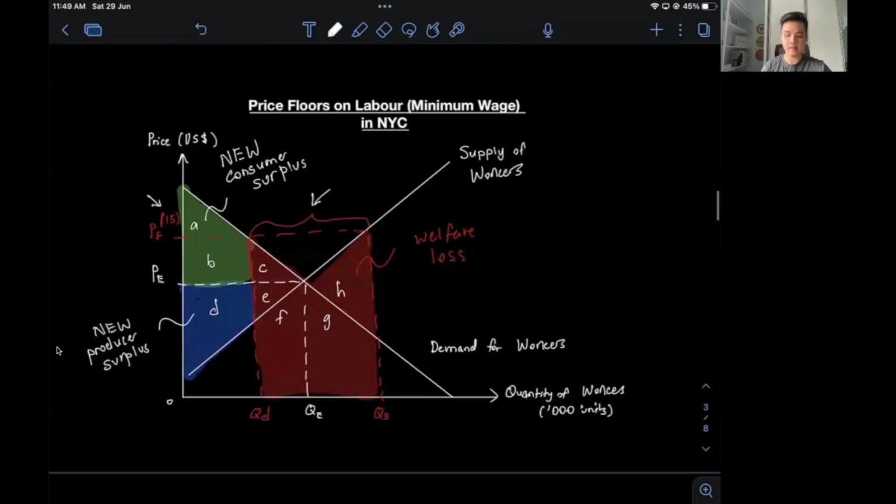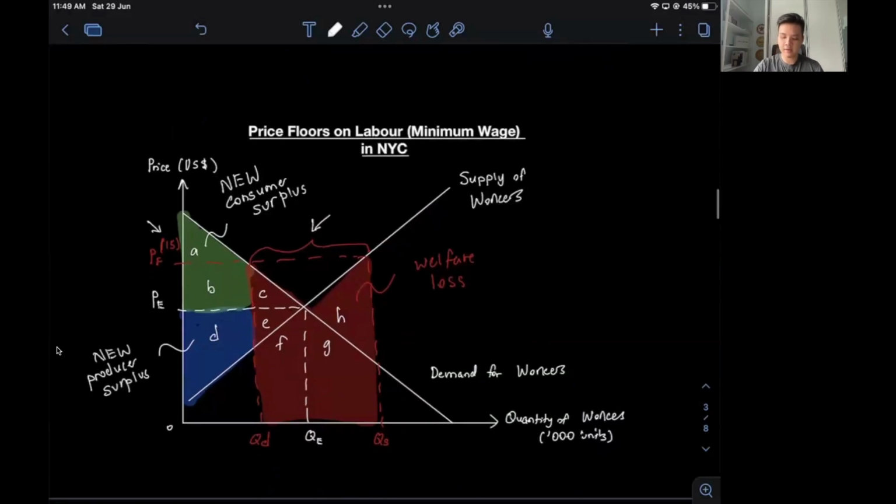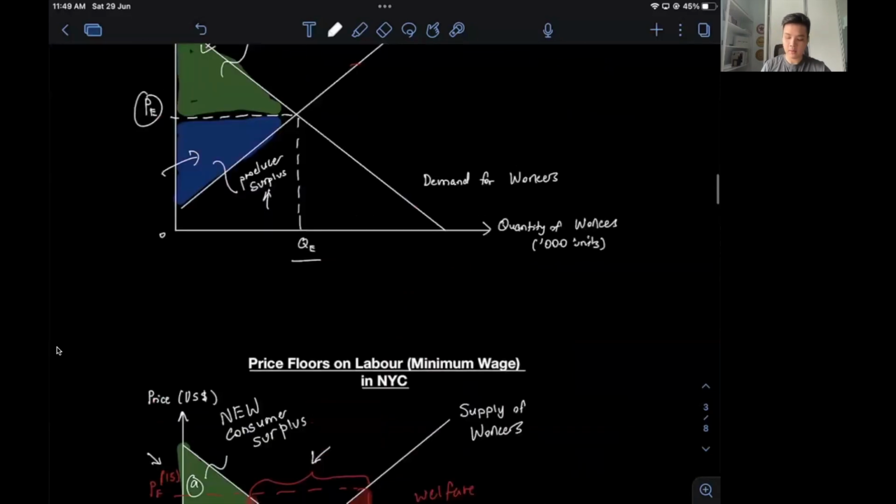But now we see that this triangle shrinks from that triangle above to just areas A and B in this diagram. We also notice that C used to be consumer surplus, but now it is a welfare loss. So that is something to bear in mind.